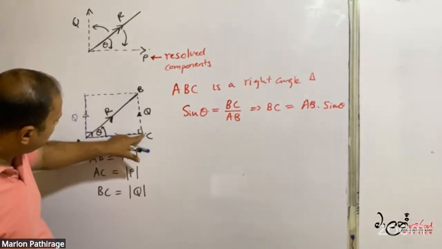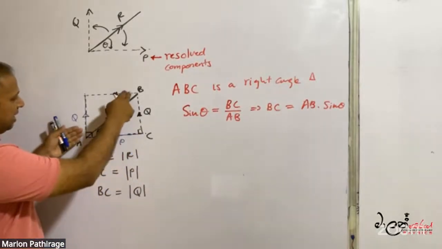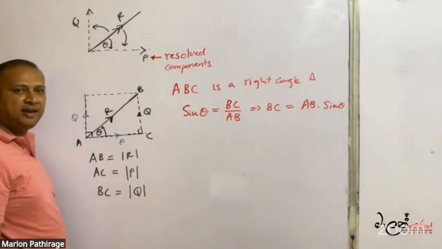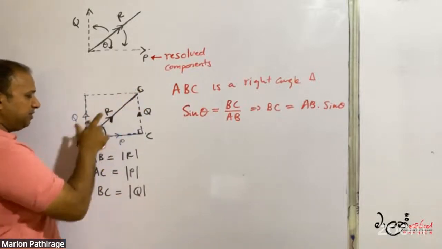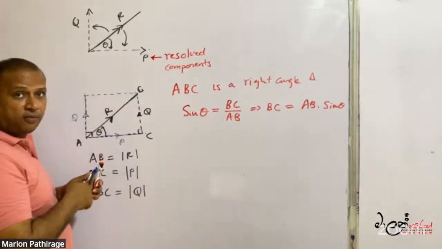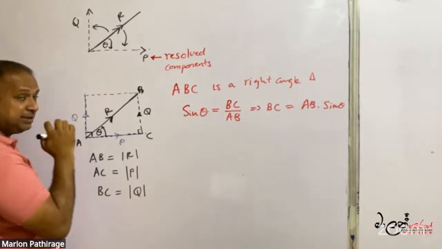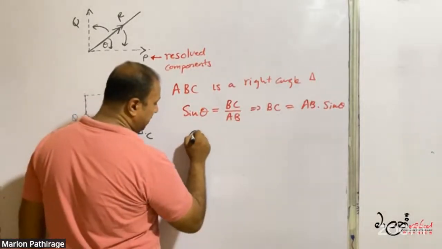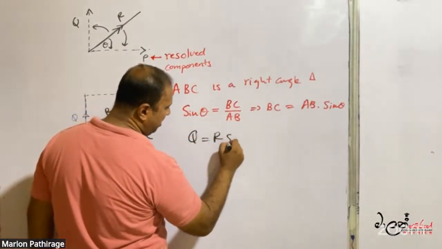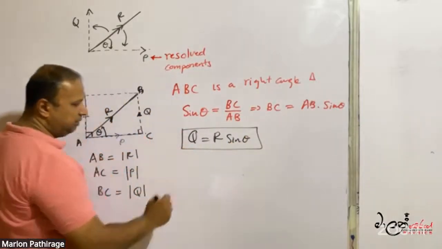BC means put a Q. BC means Q. That means Q is equal to R sin theta, since AB means R. Therefore, Q, that means the opposite side, is equal to R sin theta.